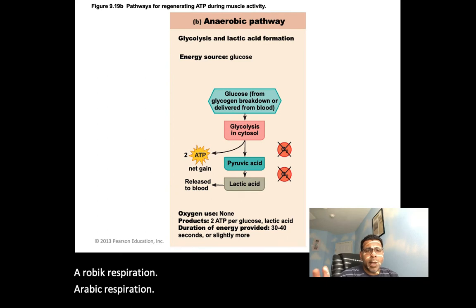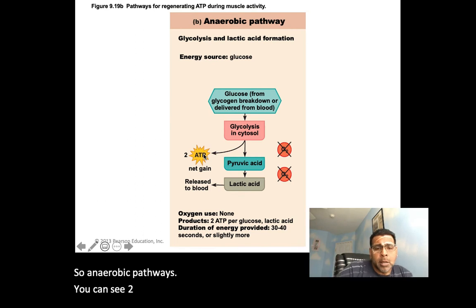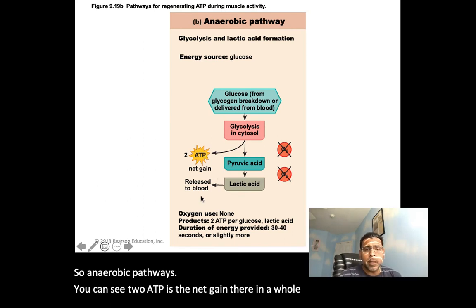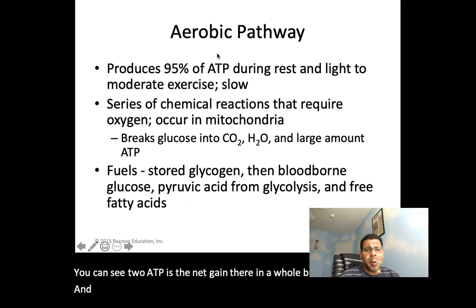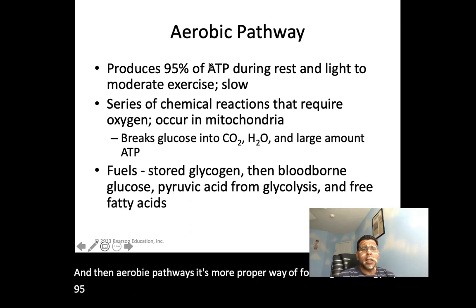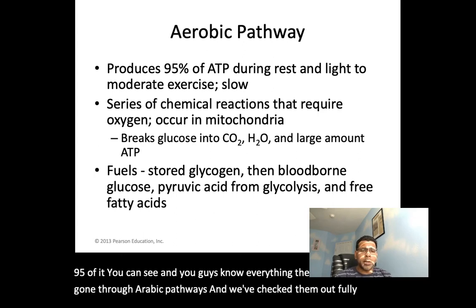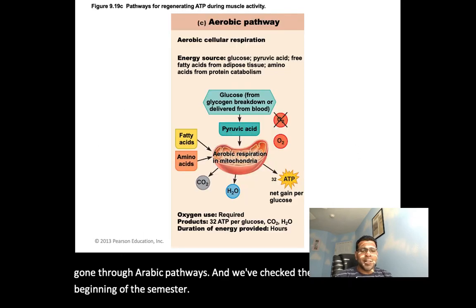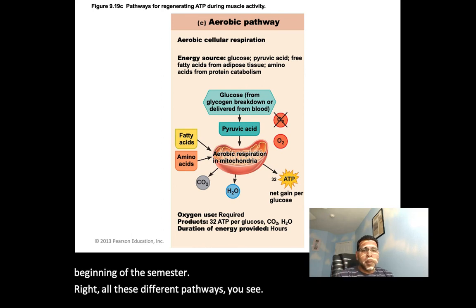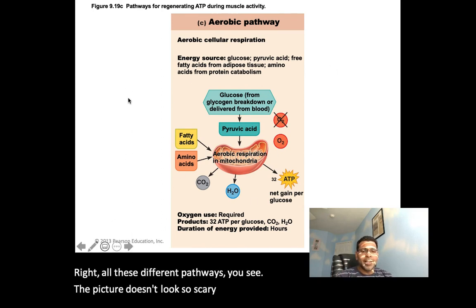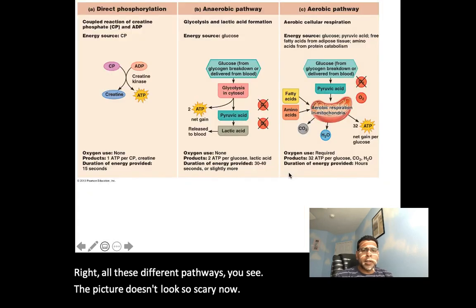Okay, so anaerobic pathways, you can see 2 ATP is the net gain there and a whole bunch of lactic acid. And then aerobic pathways, it's a more proper way of forming the energy. 95% of it, you can see. And then you guys know everything there as well. We've gone through aerobic pathways and we've checked them out fully in the beginning of the semester. Right? All these different pathways. You see, that picture doesn't look so scary now. So all three pathways we can see there.